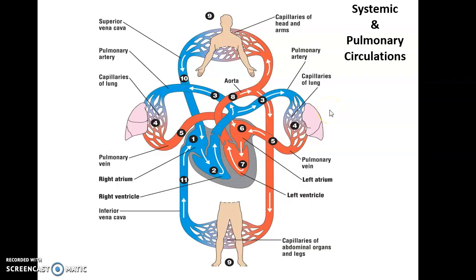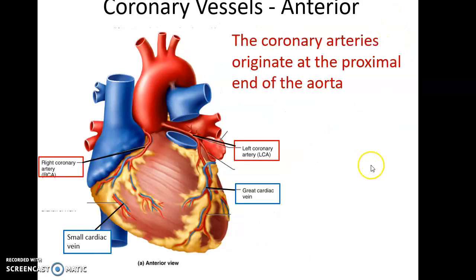All right, so we have systemic and pulmonary circulation. Pulmonary circulation carries deoxygenated blood to the lungs to get oxygenated, and the systemic circuit carries oxygenated blood to the tissues of the body to deliver the oxygen to the tissues and then carry carbon dioxide back to the heart. We also have some blood vessels that carry blood to the heart itself.